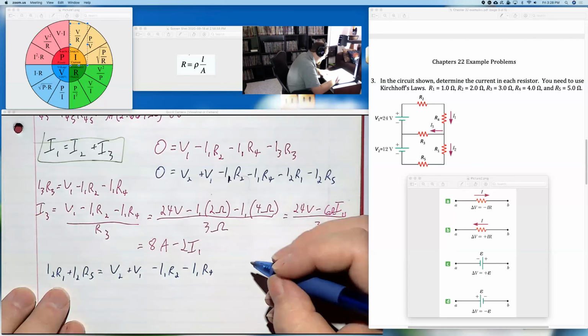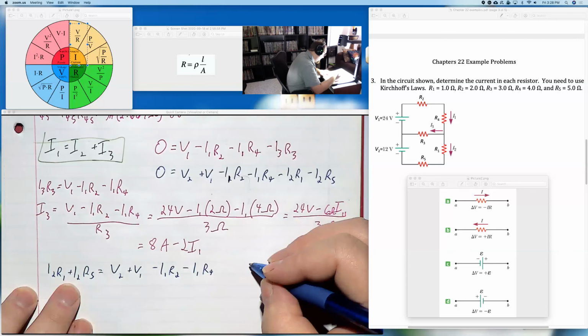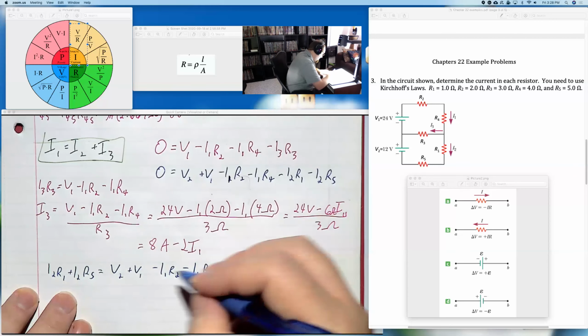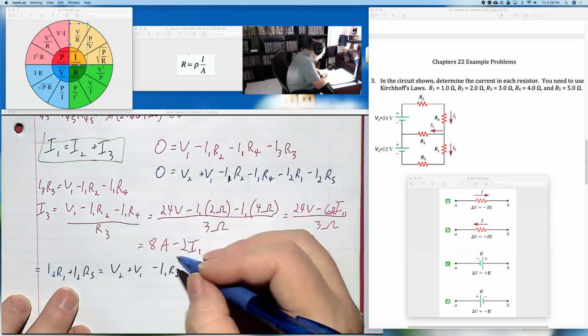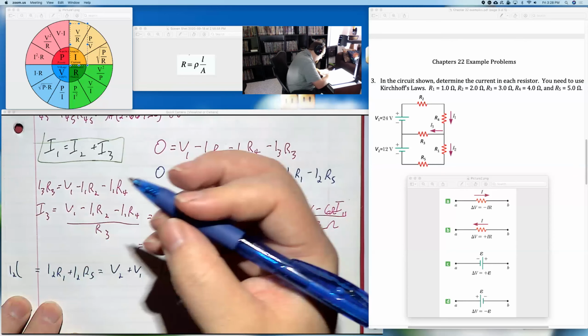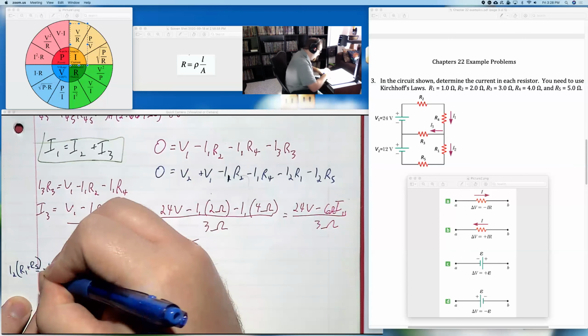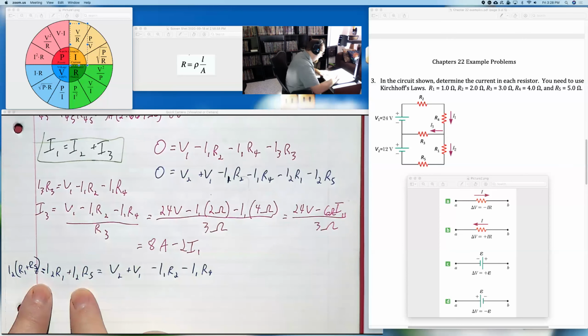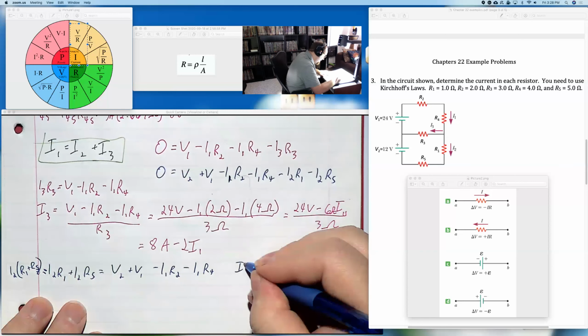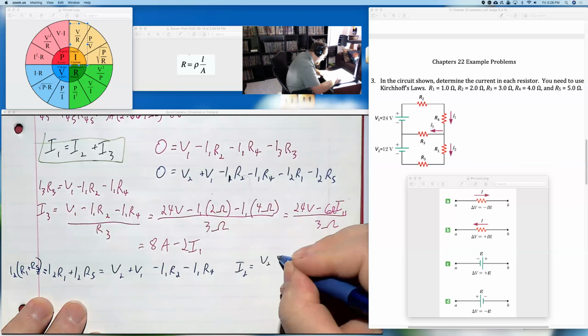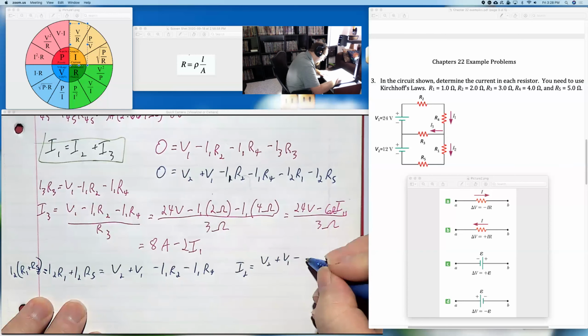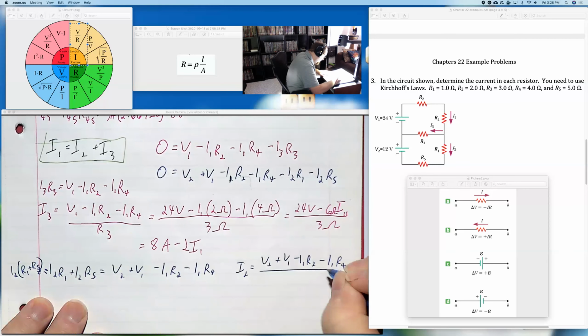So I'll factor this side together, which I'm not going to bother writing this whole other bit again. I'm just going to say this right side can become I2 (R1 + R5), just kind of tagging it onto the side, but I'm just factoring that I. And then I'll divide by that. I2 equals V2 plus V1 minus I1 R2 minus I1 R4, all over R1 plus R5.